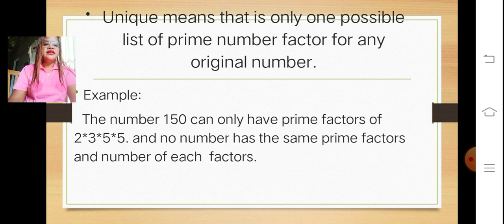Unique means that there is only one possible list of prime number factors for any original number. For example, the number 150 can only have prime factors of 2, 3, 5, and 5, and no other number has the same prime factors and number of its factors.